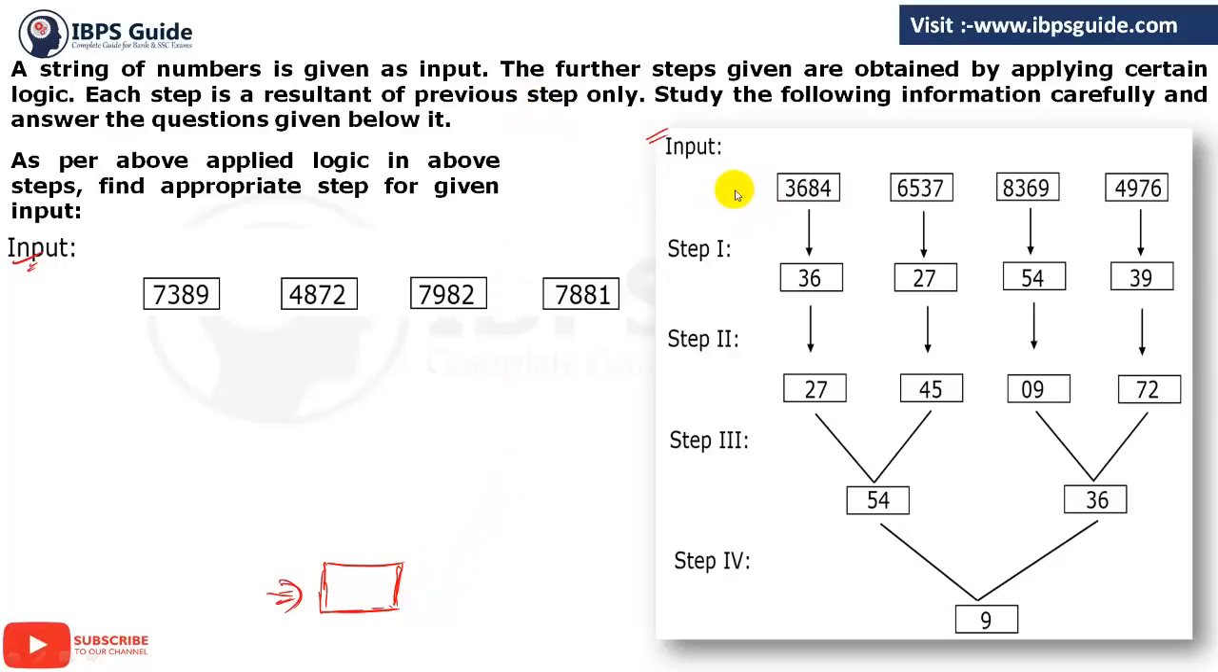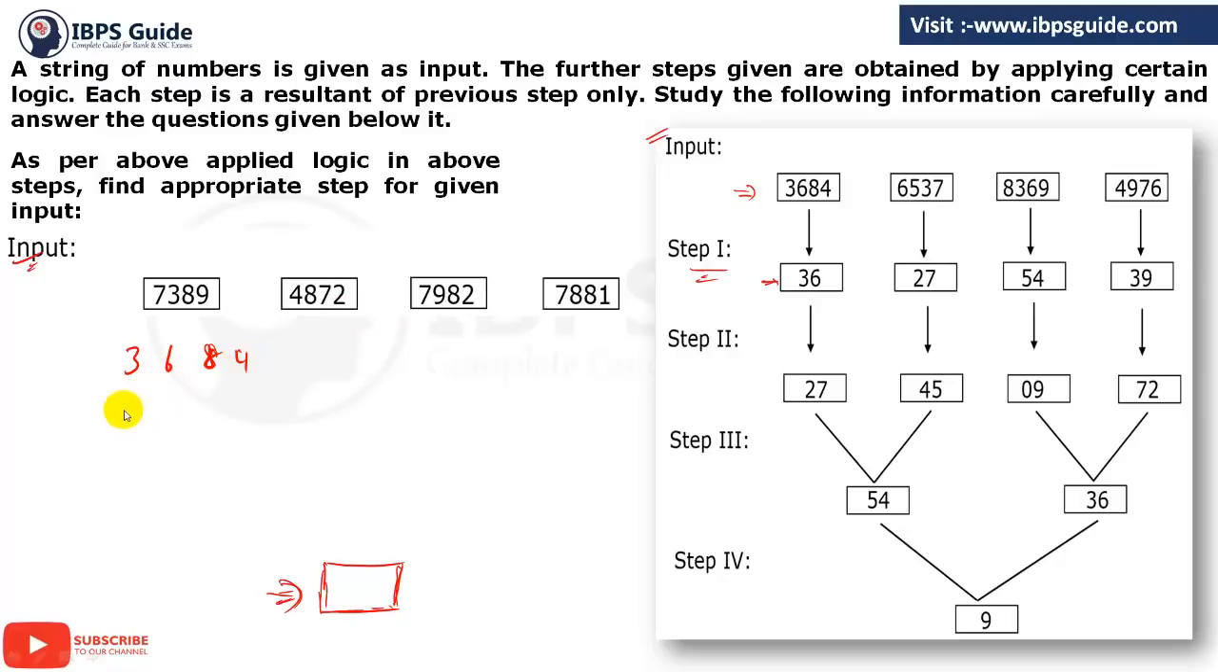So what input do we have? The input we have is 3684, and from it step number 1 is formed. You are getting 36 from this number, and from 6537 you are getting 27, from 8369 you are getting 54, from 4976 you are getting 39. First of all, you have to think how you can get 36 from 3684. Let's first add the digits: 3 plus 6 is 9, 9 plus 4 is 13, 13 plus 8 is 21. It will not form 36 at all. So adding up is not possible.